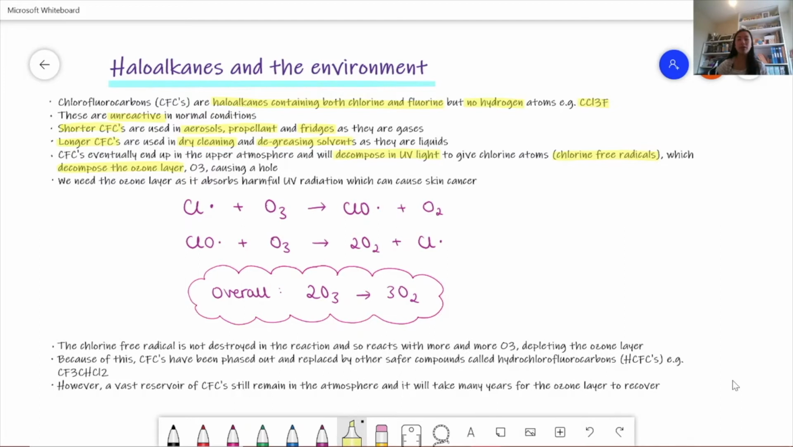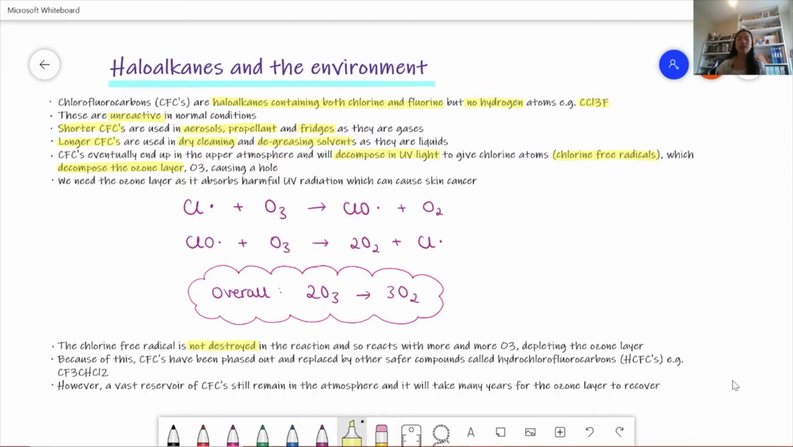Now, the really important thing to know is that the chlorine free radical is not destroyed in the reaction, and so it reacts with more and more of this ozone, and so depletes the ozone layer. So it gets thinner and thinner. And because of this, CFCs have now been phased out and replaced by other safer compounds that don't deplete the ozone layer, and they're called hydrochlorofluorocarbons, and so they have chlorine and fluorine and also hydrogen.